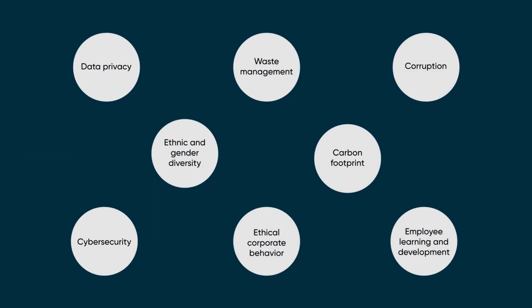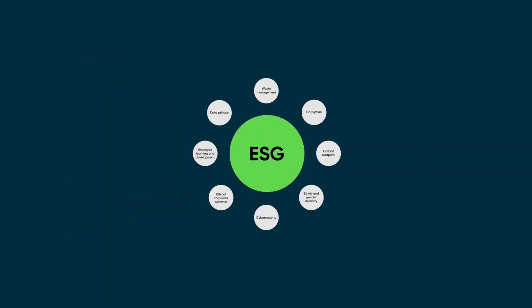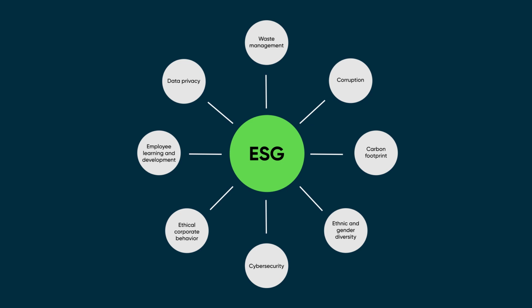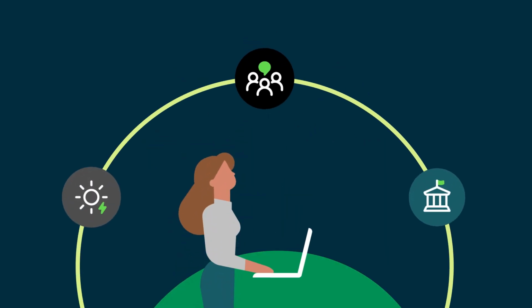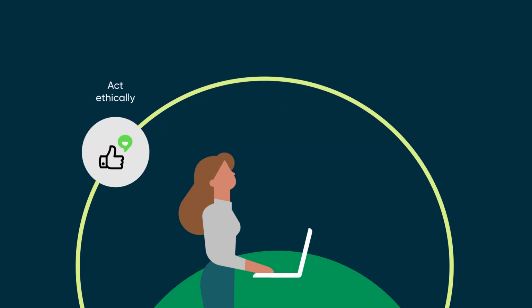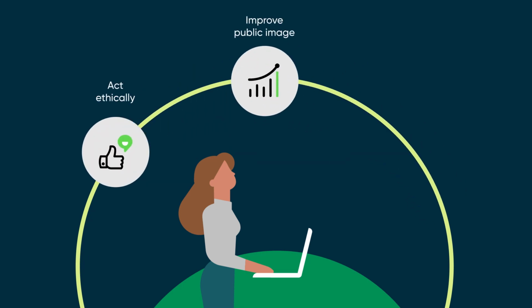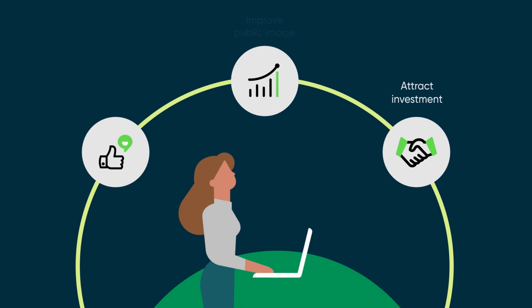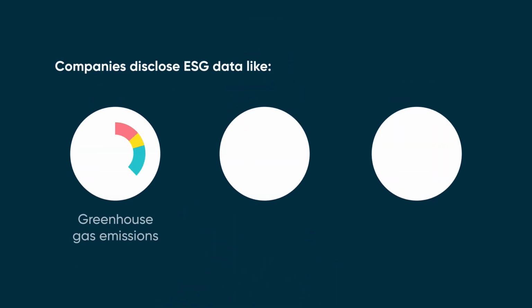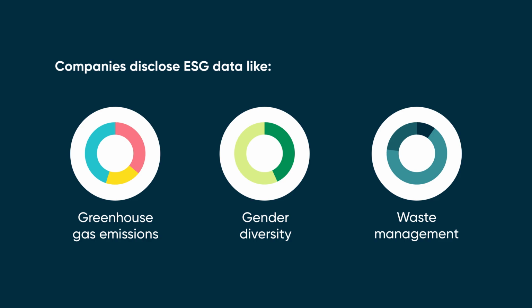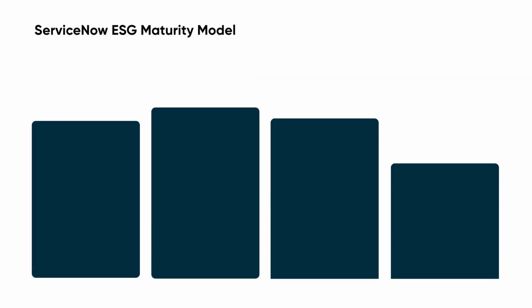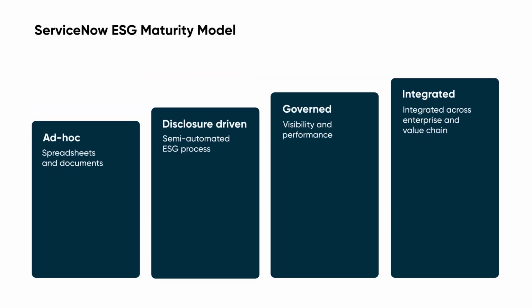To manage these risks effectively, companies need a systematic approach to ESG. Companies that have adopted ESG see it not as a regulatory burden, but as a way to help them act ethically, improve public image, and attract investment. So to show their progress in their ESG journeys, companies disclose ESG data like greenhouse gas emissions, gender diversity, and waste management. Depending on their ESG maturity, companies can be at different stages of their ESG journeys.